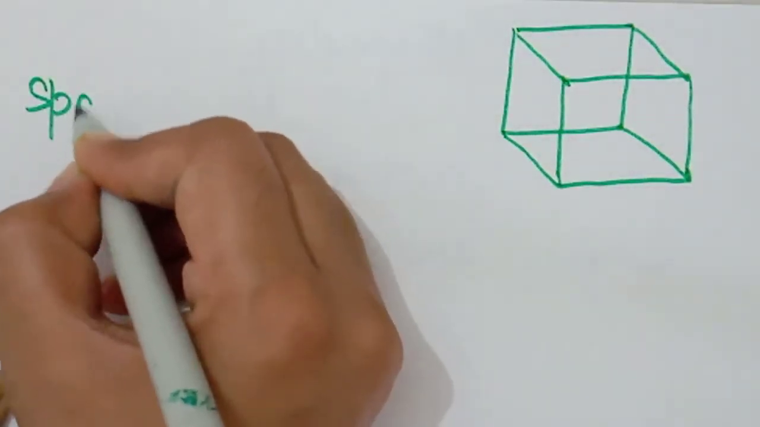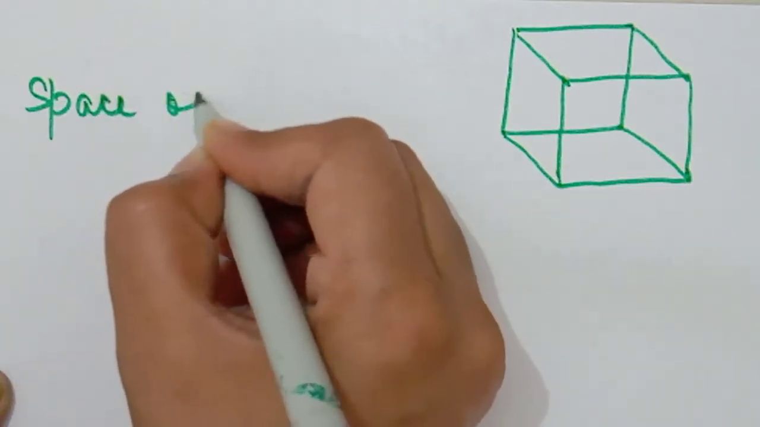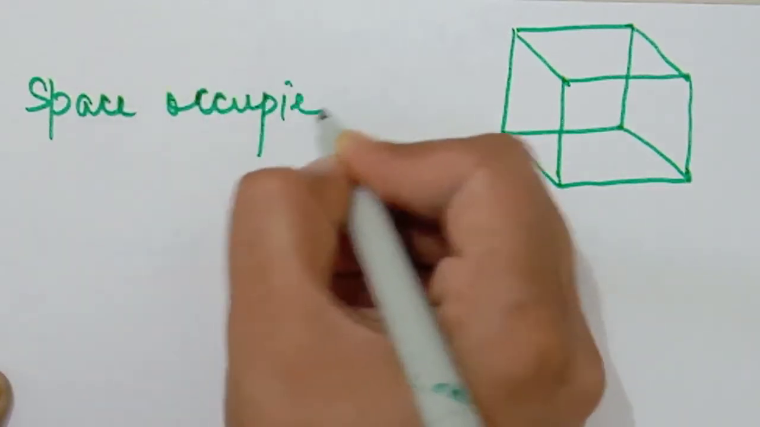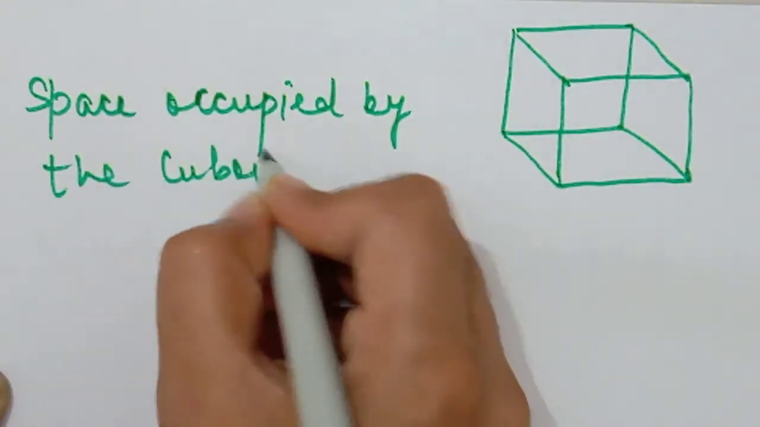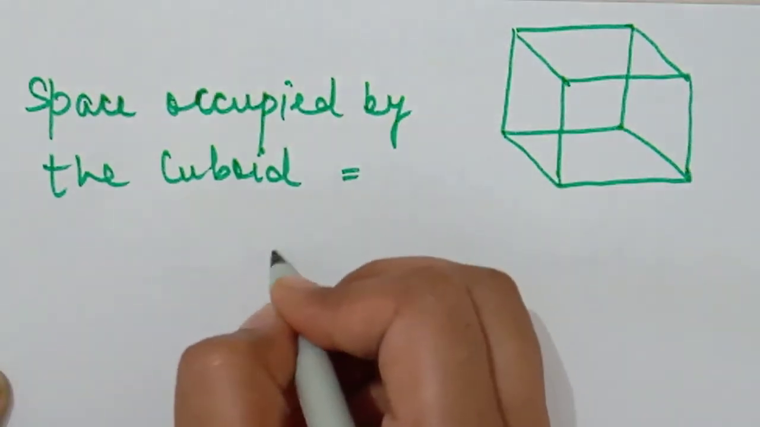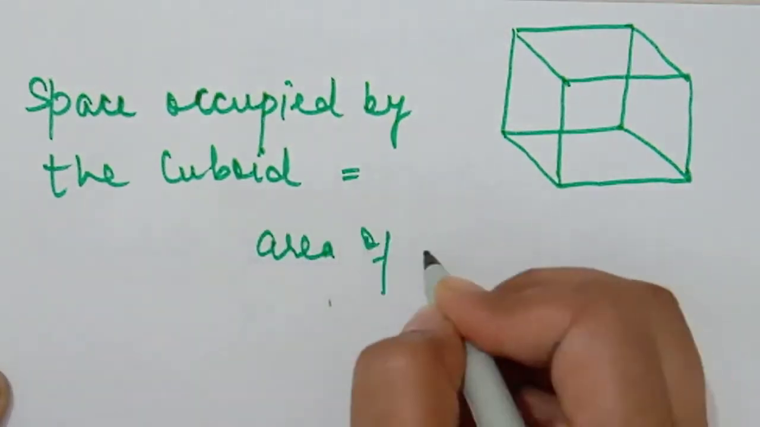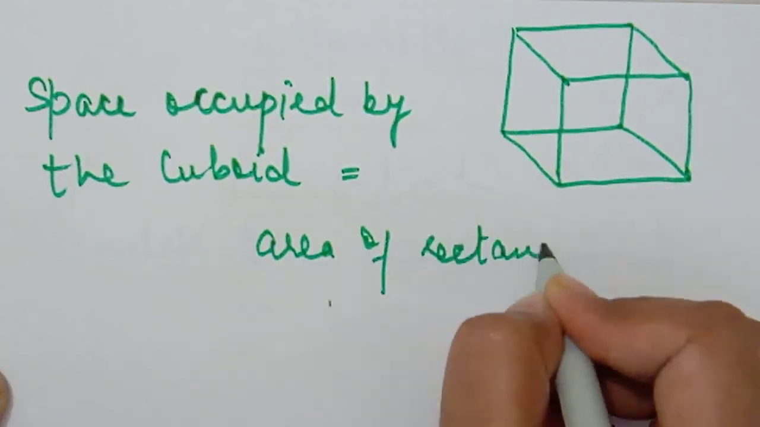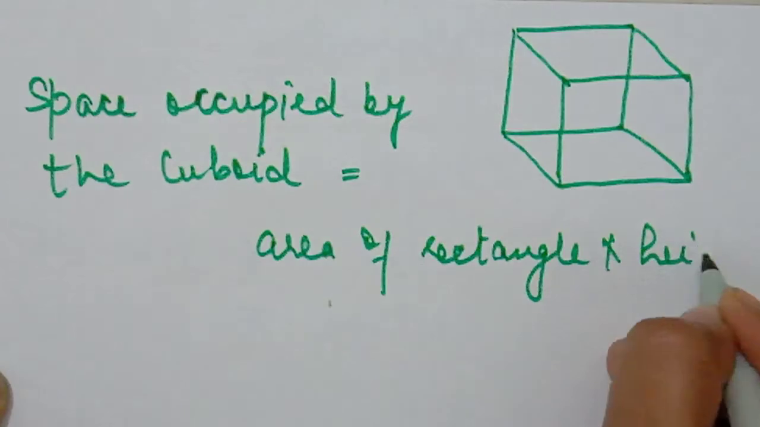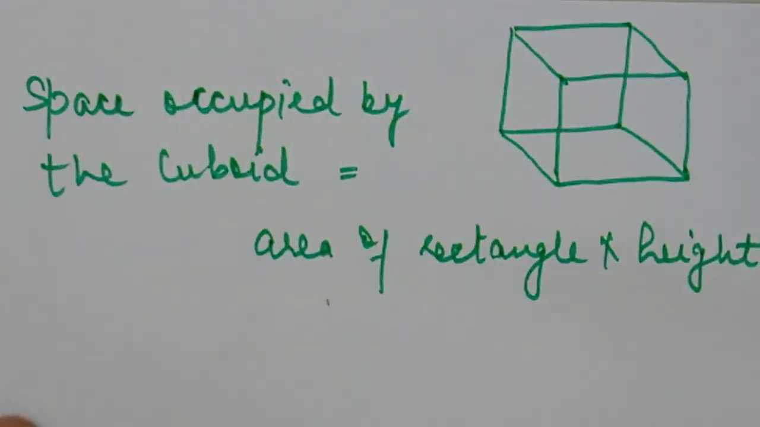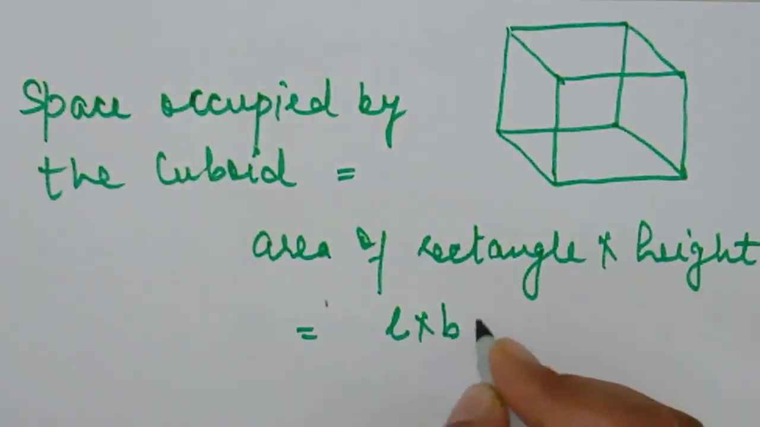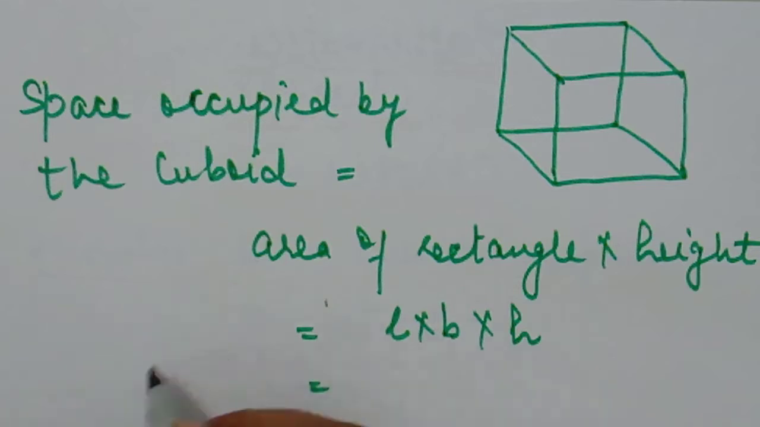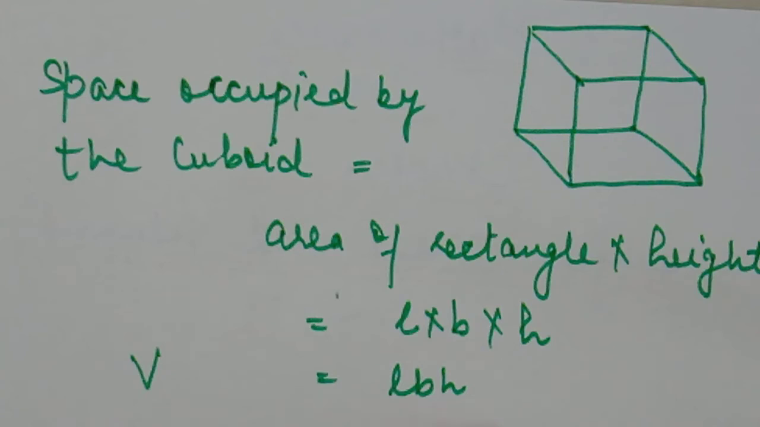So the space occupied by the cuboid is the area of the rectangle multiplied by height. The area of the rectangle in the cuboid is length into breadth, and the height is h. So the volume of the cuboid is L times B times H. Volume of cuboid is LBH.